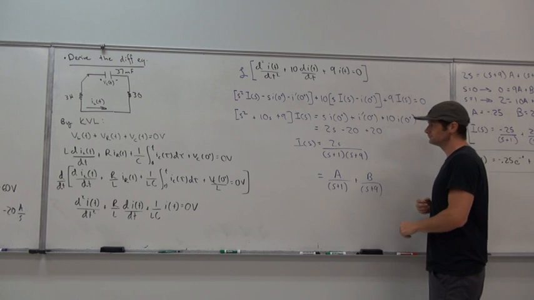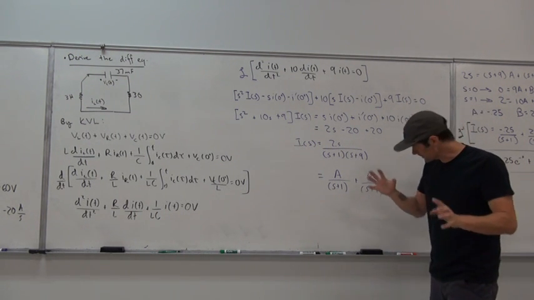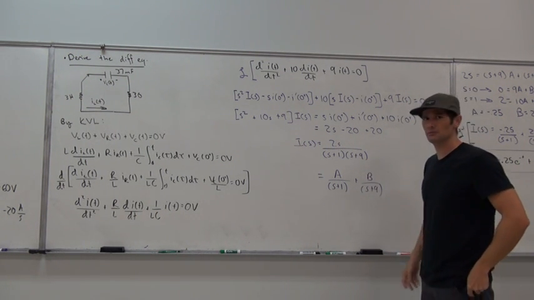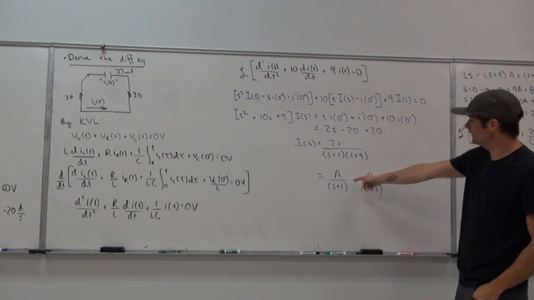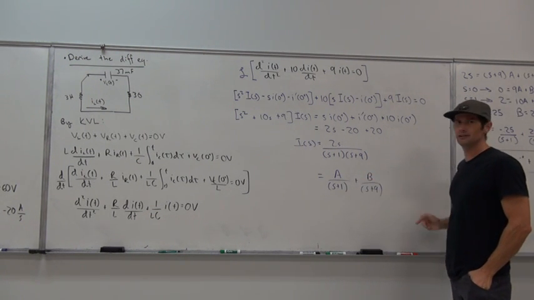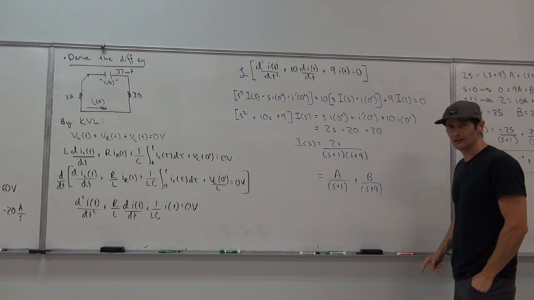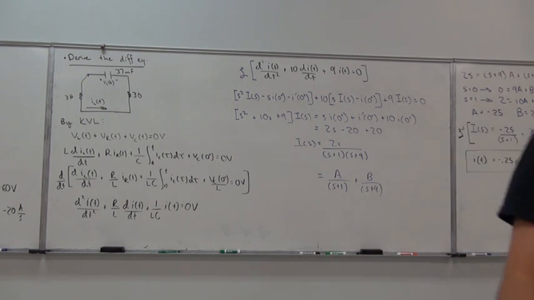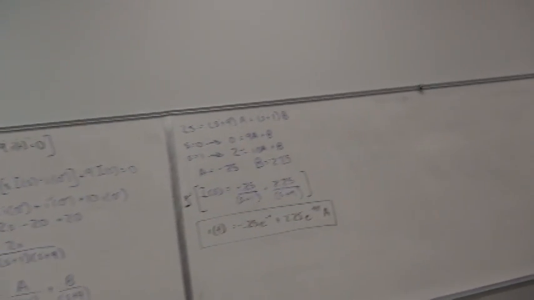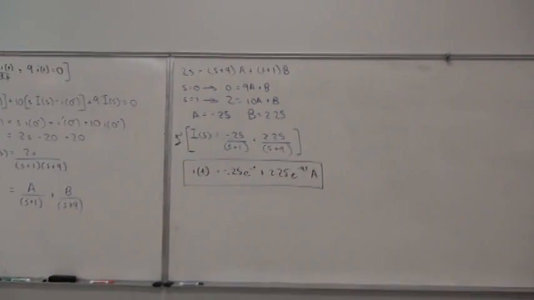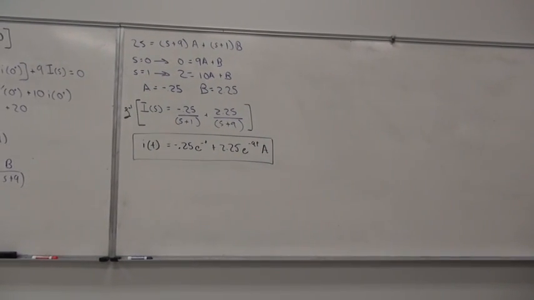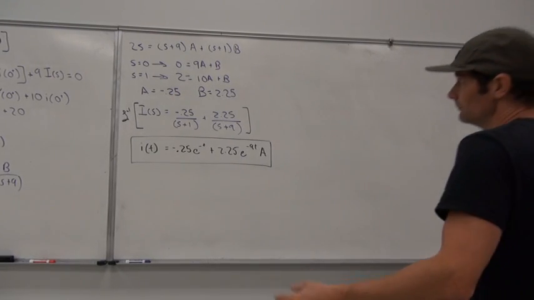So sure enough, this is super easy to solve. By partial fraction expansion, we put it into its simple terms, A over s plus 1 plus B over s plus 9. And as we were seeing before, it's easy to solve because now we have one equation and basically two unknowns.